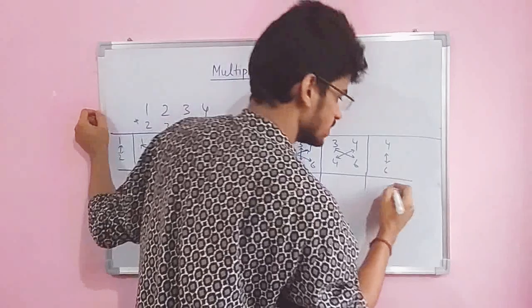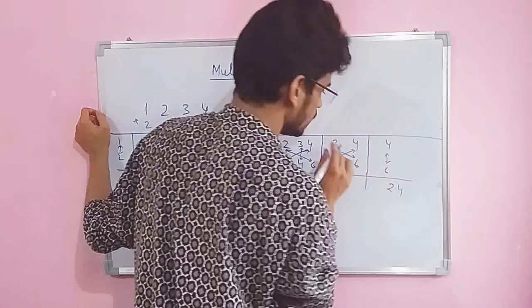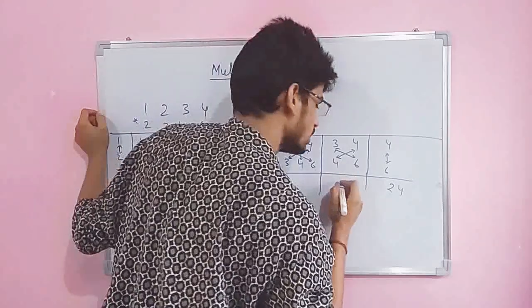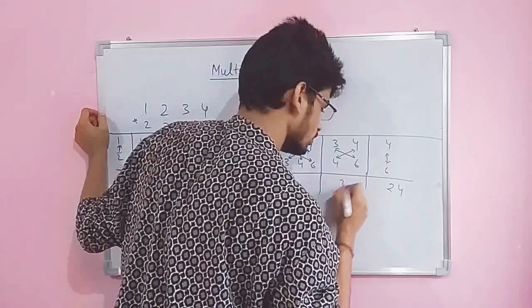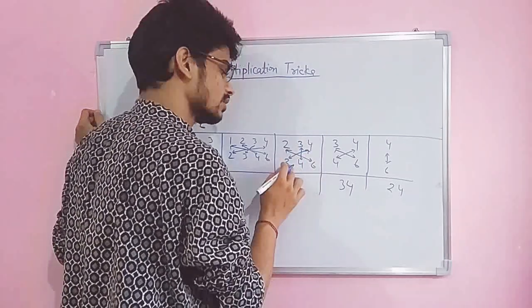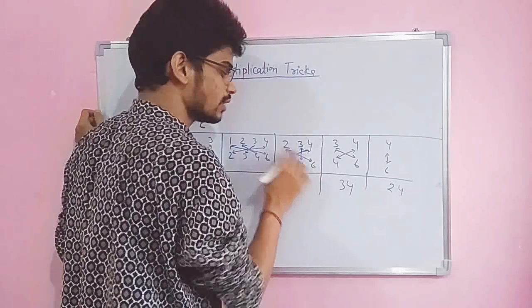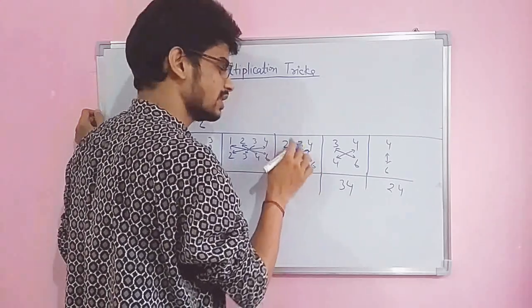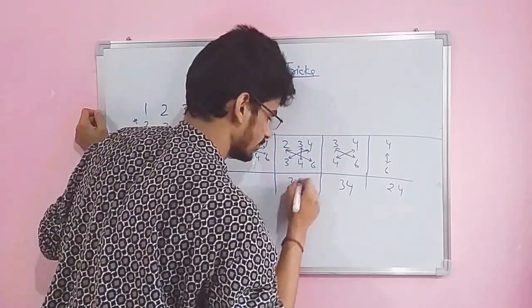4 multiplied by 6 is 24. 3 multiplied by 6 is 18. 18 plus 4 multiplied by 4, which is 16. 16 plus 18, that is 34. Next is 2 multiplied by 6 is 12. 4 multiplied by 3 is 12. 12 plus 12 is 24. Then 3 multiplied by 4 is 12, plus 24 is 36.